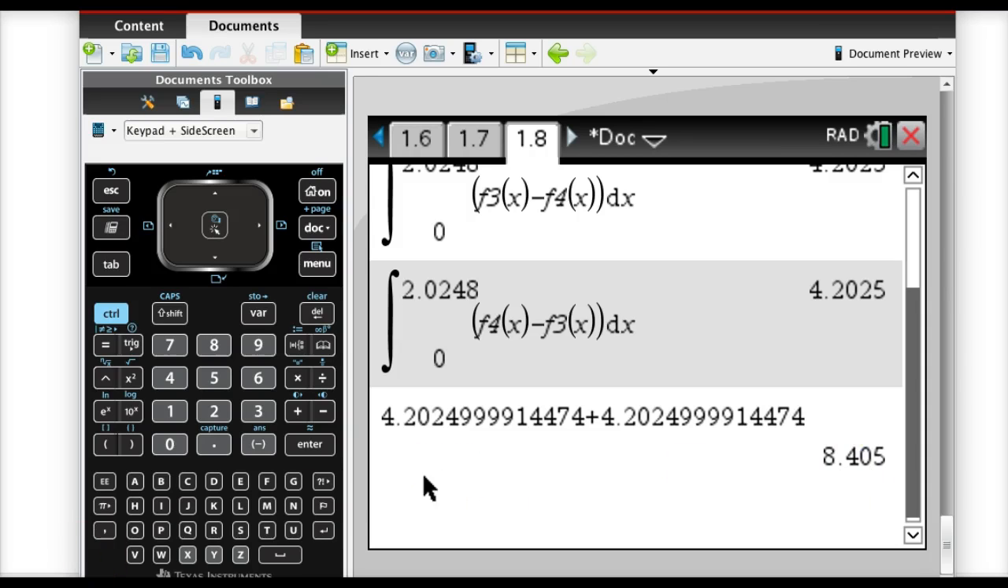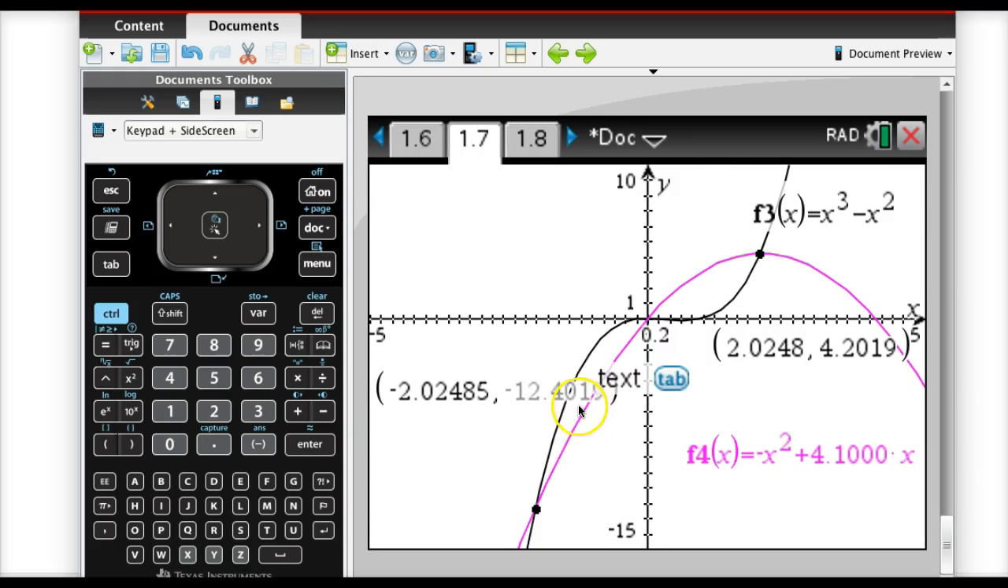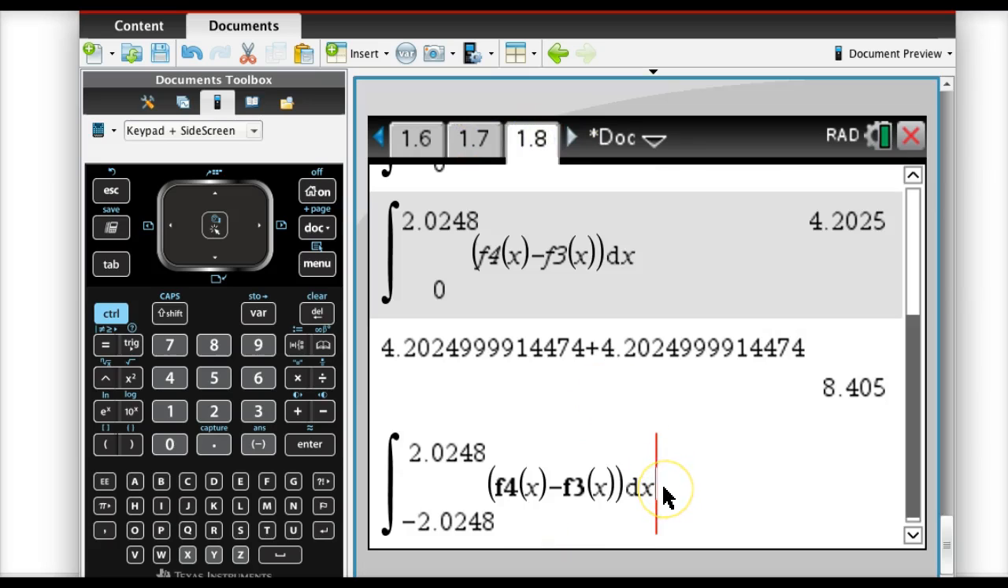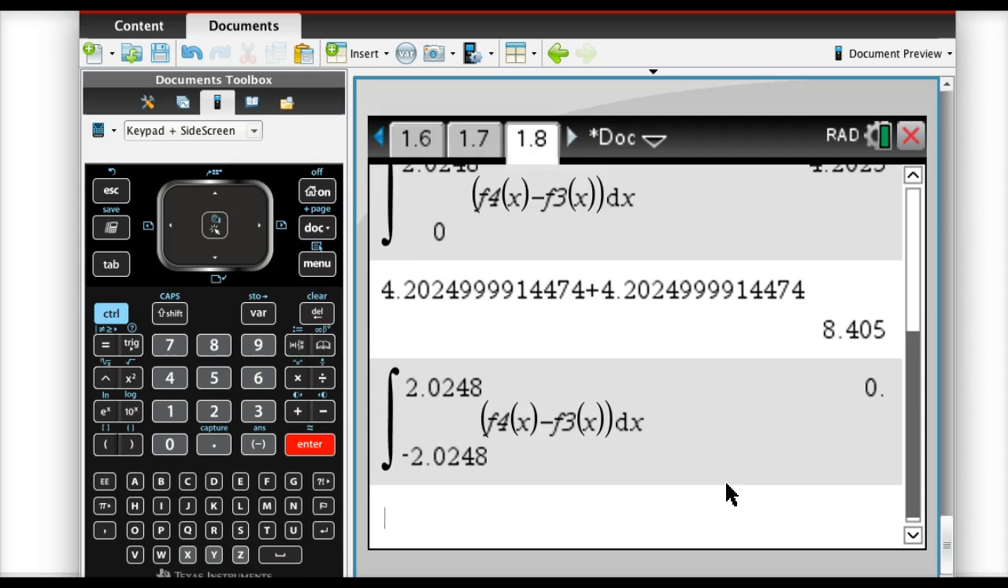Now I want to ask you a question. I'm going to type in a definite integral there and see if you can tell me what the answer is going to be. So my first one is I'm going to ignore this point right here, and I'm just going to go from left point to right point. So what do you think I'm going to get for an answer for this? Pause this and think about it before I press enter. Thought about it? Here we go. 0. Yes, the two areas cancel each other out because one's positive and one's negative.